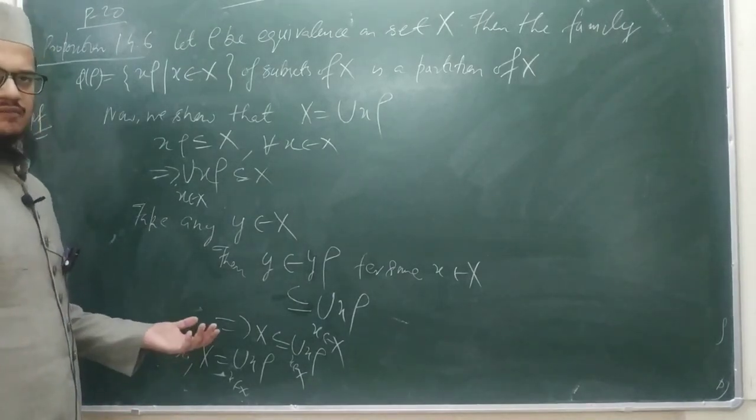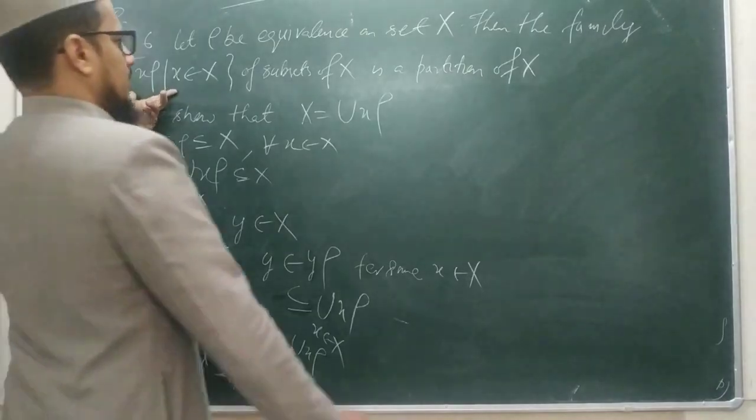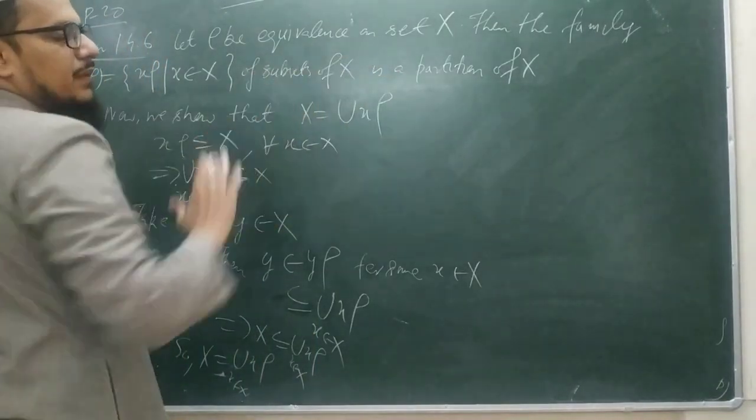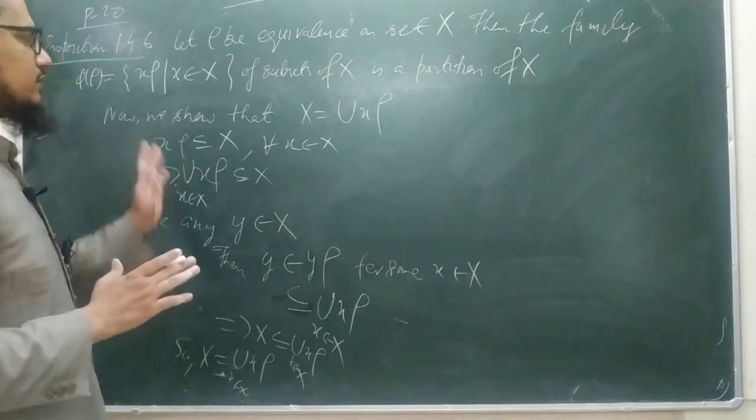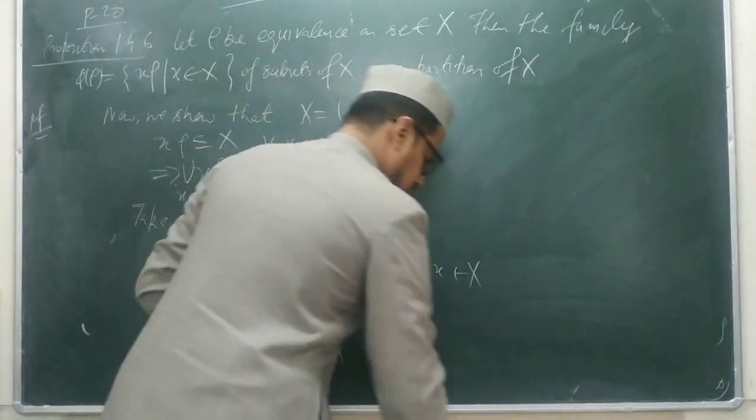So in this way, we have proved that this family is a partition of set X. Hence, you can write that phi rho, this family of subsets of X, is a partition of X. All of you can write it yourself. This family of subsets of X is a partition of X. We have proved.